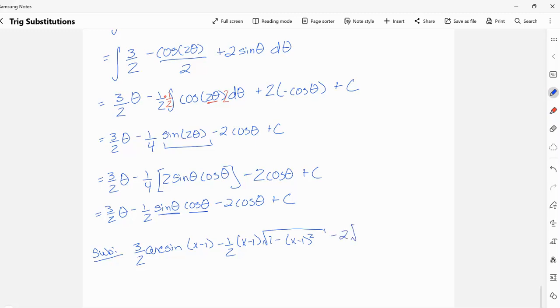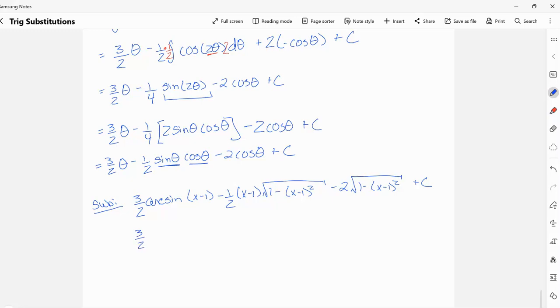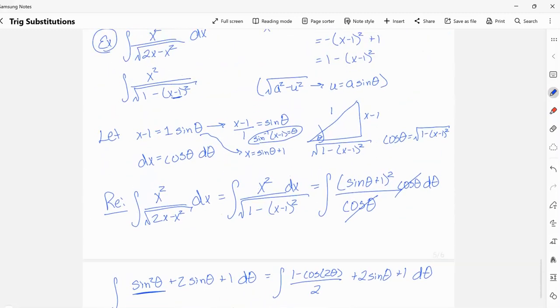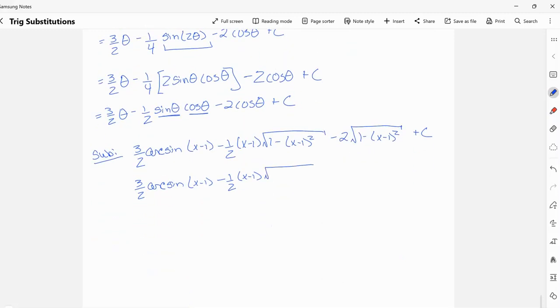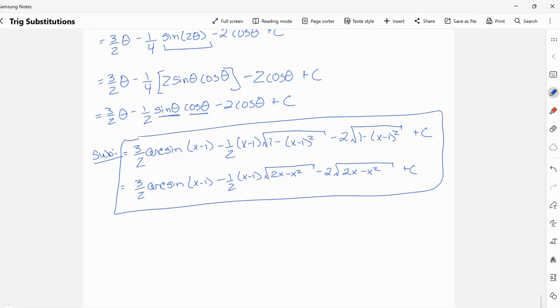Minus 2 cosine, which was that square root again, and then plus c. So we could leave it like that, or we could simplify that stuff under the radical. Remember when we completed the square? When we completed the square, we showed that was equivalent to 2x minus x squared. Either one of those would be okay to answer.